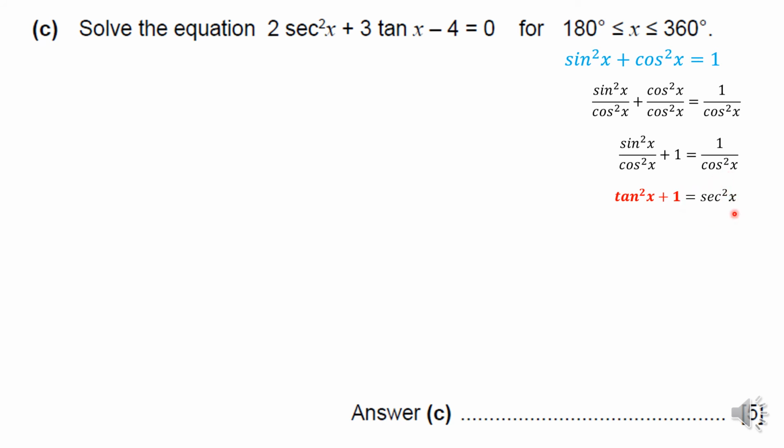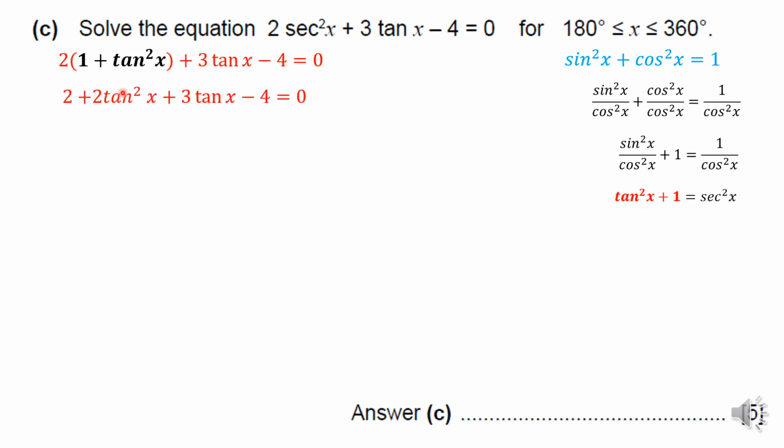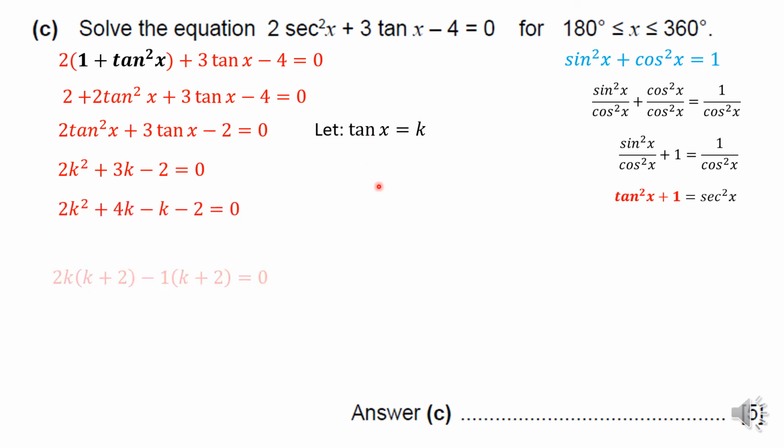The reason why I wanted this sec squared x is because I want to replace that with 1 plus tan squared x everywhere where I have sec squared x. So in a nutshell, that's what it's going to give me. And I'm going to distribute that 2 over, and simplify that a little bit. So I see that this is a quadratic equation. I'm going to say let tan x equal k, so that it's a bit easier for me to deal with that quadratic equation. But remember, once I get to my final answers, I'm not going to solve for k, but rather I'm going to solve for tan x.